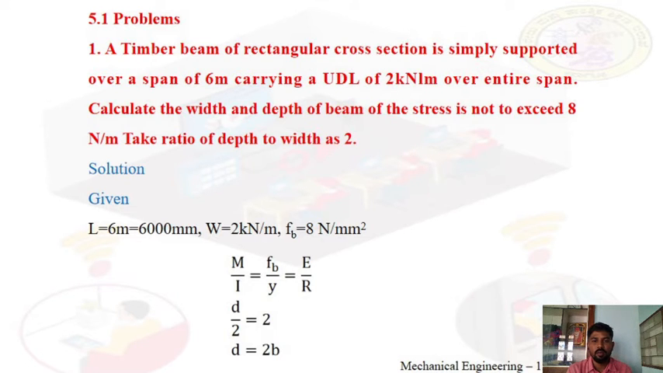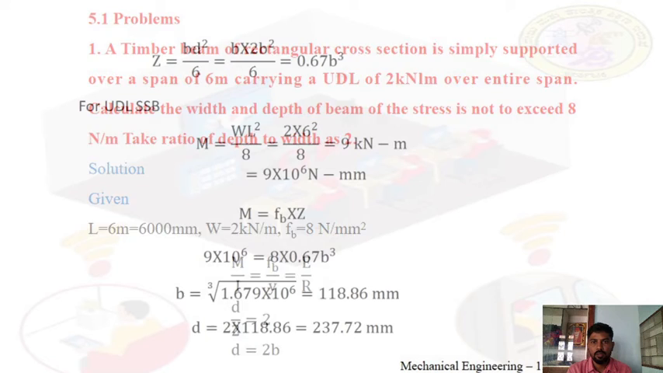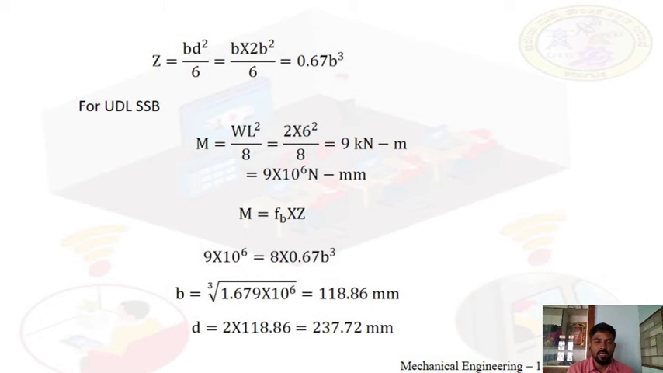So write the bending equation: M by I is equal to fb by y is equal to E by R. E and R are not given, so ignore. Now next Z, we know the formula: b d square by 6. b is not given, we are going to find out the b. Now d is 2b, so 2b square divided by 6. Now Z is equal to 0.67 b cube. Keep Z in the form of b.